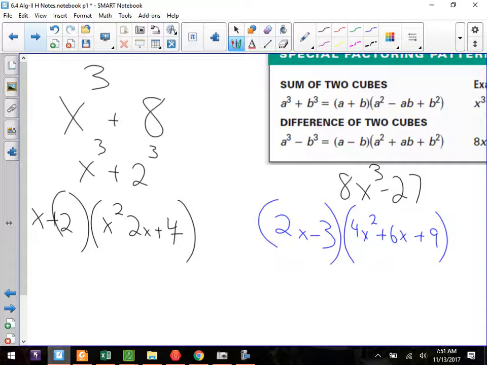A lot of times when you have a difference of cubes, if you factor it out, you're going to get values that you can get a 0 for, and then you get values you're not going to get a 0 for.